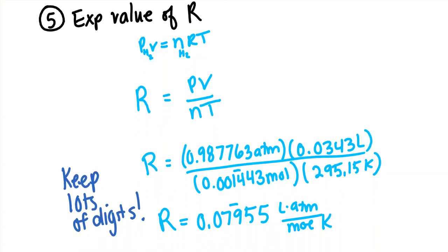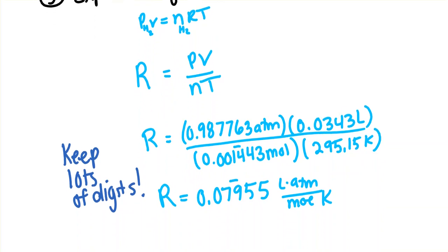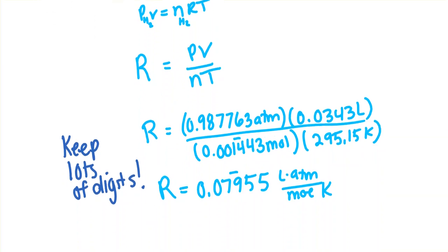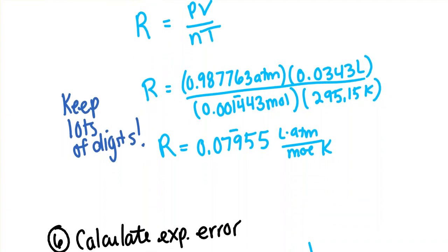Again, keep lots of digits. Don't round yet, or when you go to calculate your error, it may be too rounded off to be recognized. We recognize here that it has only 2 sig figs. Okay, and then we know the accepted value is 0.08206. Mine's not that close, but that's what it is.